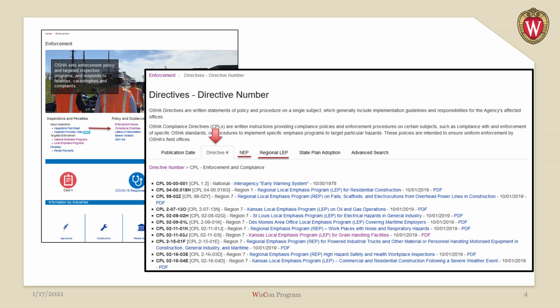When looking at the below area as far as the directive numbers, it'll give you the CPL number, the originating office or affected area office, and also the subject matter directed towards that compliance directive. So now I know how to find a compliance directive. How does that pertain to my facility and how am I going to use that?